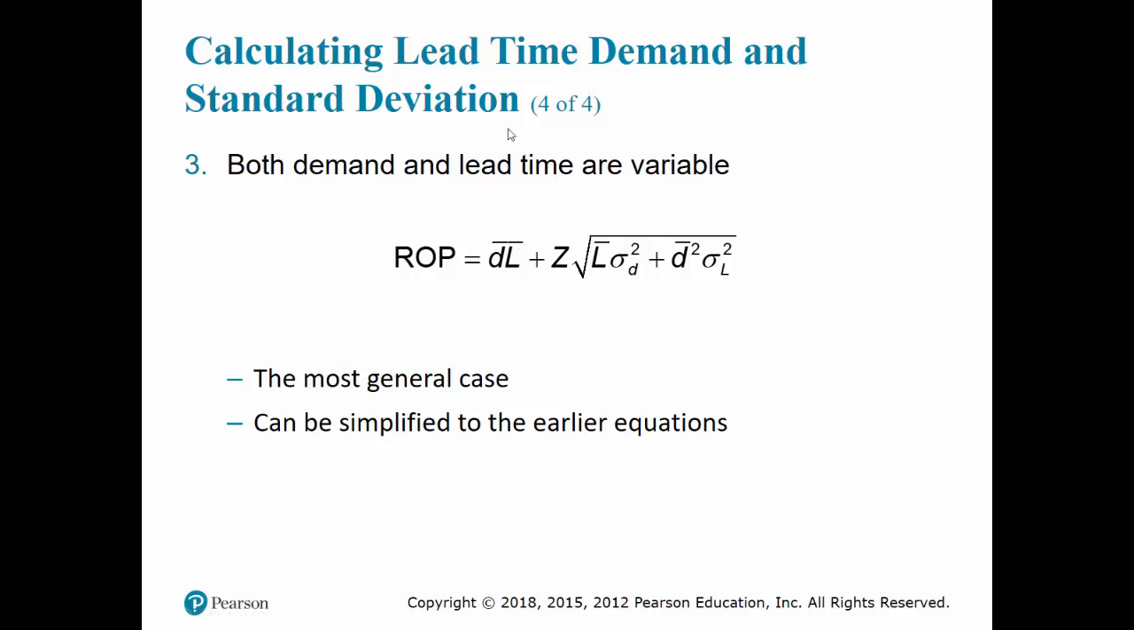Now what we can do is set up this formula, and then if the demand is constant, this will be 0. If the lead time is constant, that will be 0. Otherwise you will have values for both of them. So we can just set up one formula and use it for all three cases. If one of the two is constant, you just put 0 for the standard deviation. Okay, so let's look at examples.